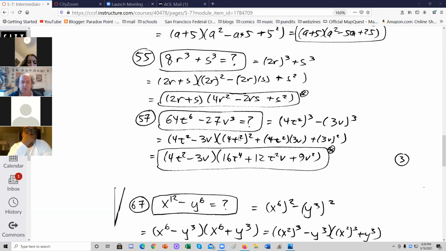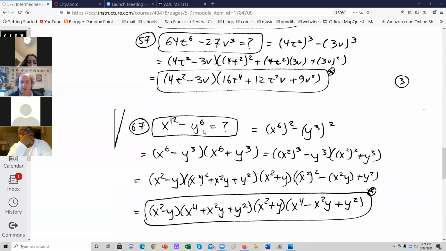After a bit of cleanup, you get 4t squared minus 3b from here. This term becomes 16t to the fourth. This term becomes 12t squared b. This term becomes 9b squared.